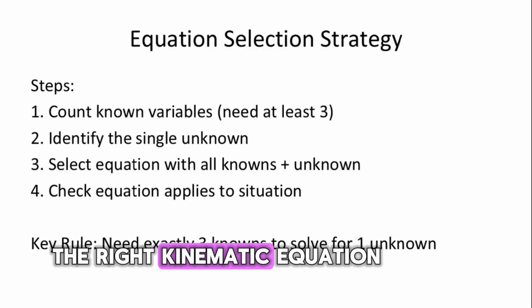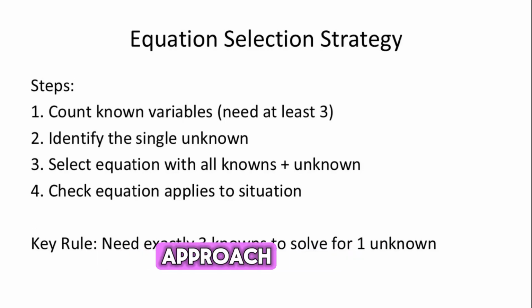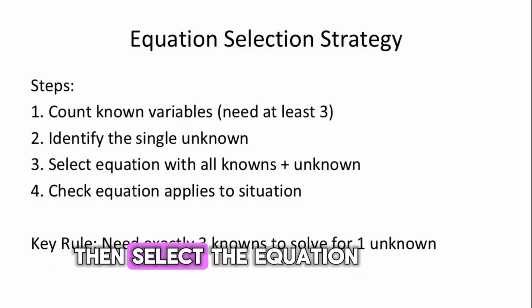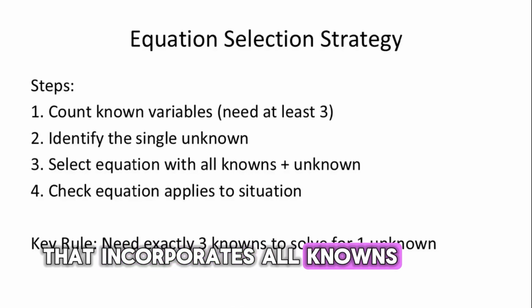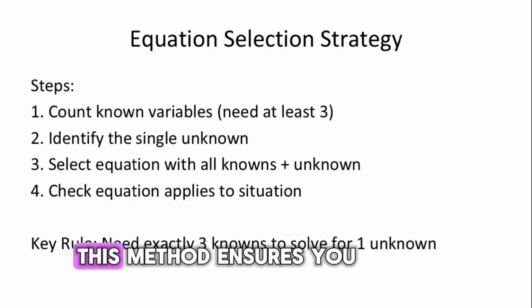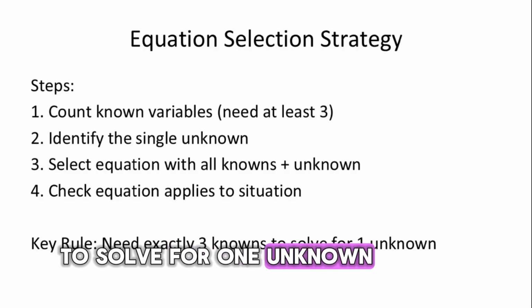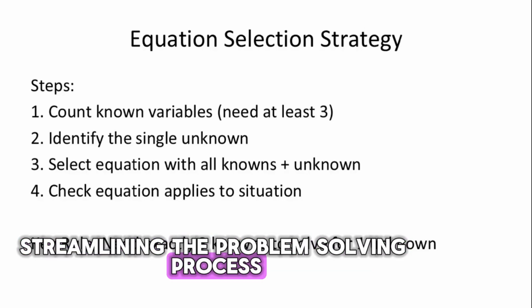Choosing the right kinematic equation involves a strategic approach. Start by counting your known variables, ensuring you have at least 3. Identify the single unknown, then select the equation that incorporates all knowns and the unknown. This method ensures you have exactly 3 knowns to solve for one unknown, streamlining the problem-solving process.